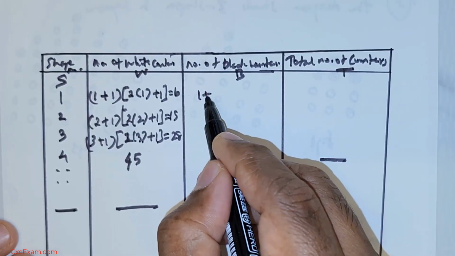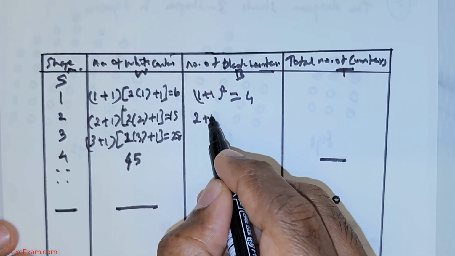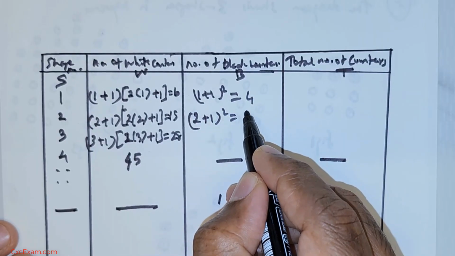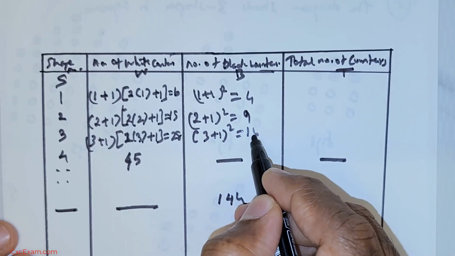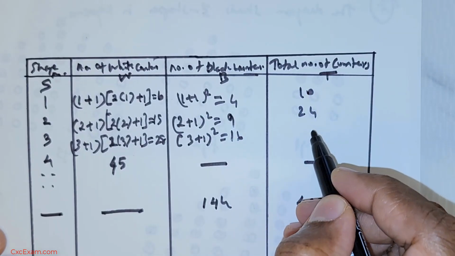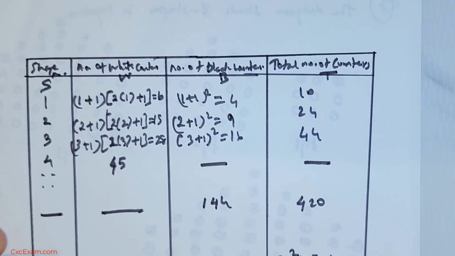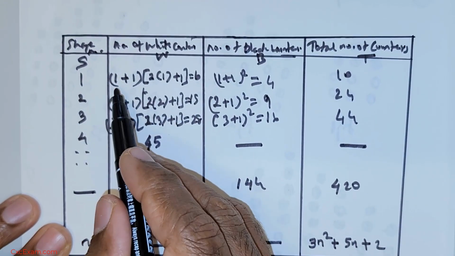And for this, 1 plus 1 whole squared is 4. 2 plus 1 the whole squared is equal to 9. 3 plus 1 the whole squared is equal to 16. So we have to get this, and this is given as 10, 24, 44. Alright, now let me go and show you this pattern.